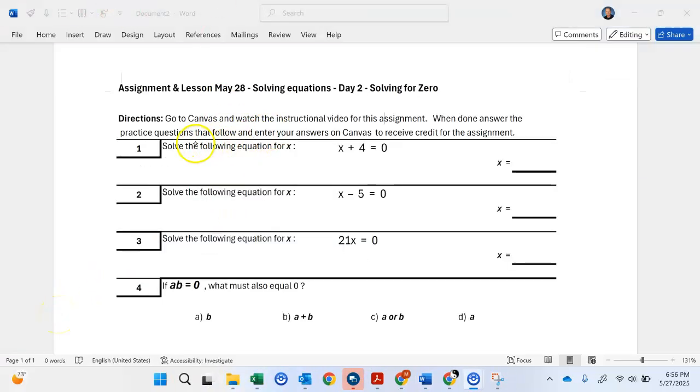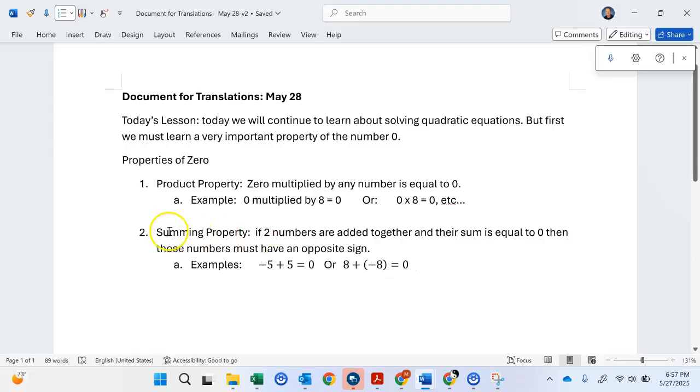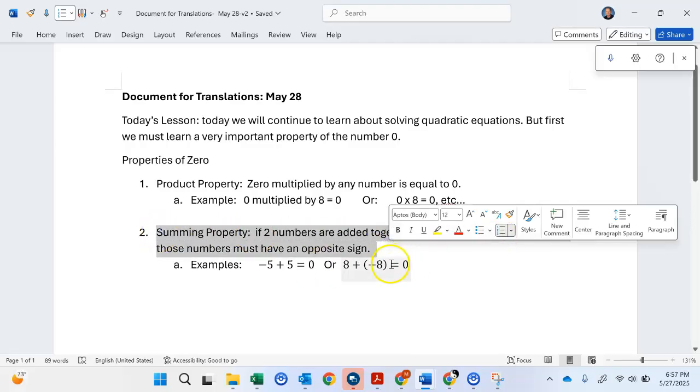Okay, so here we go. We have the first question. Solve the following equation for x. Now, we could use algebra, right? If we want to get x by itself, we could subtract 4 from both sides, and we would get x equals -4. So that's the answer. But it's also good to remember the principle: if two numbers' sum is equal to 0, then the other number must be the opposite sign. So if this one is +4, then the other one must be -4. That's the principle that we talked about right here. So you may want to review that.